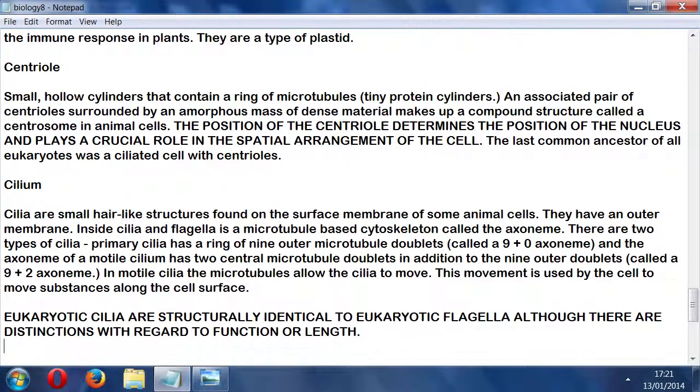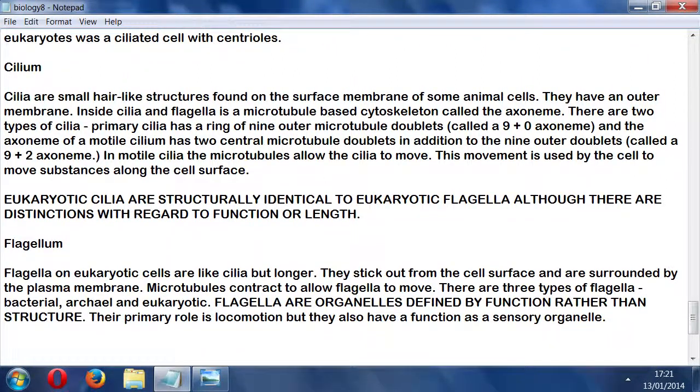Okay, so cilium now. Cilia are small hair-like structures found on the surface membrane of some animal cells. They have an outer membrane. Inside cilia and flagella is a microtubule-based cytoskeleton called the axoneme. There are 2 types of cilia.